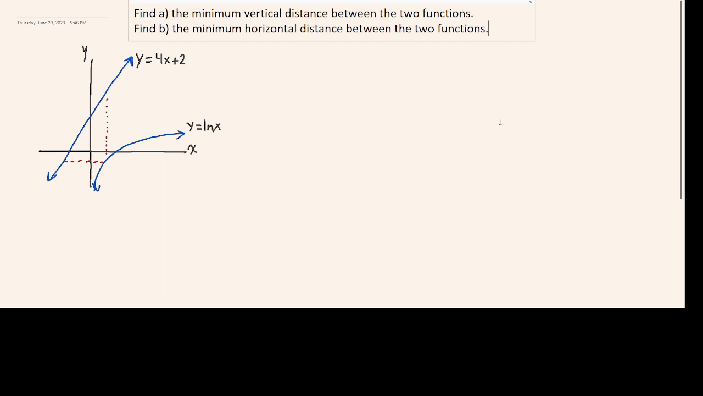So we're given a graph, and we're asked to find the minimum vertical distance between these two functions, as well as the minimum horizontal distance between the two functions. Now, taking a look at this, we should note that wherever we are along the x-axis, the vertical distance between the two functions will be the top function minus the bottom function.